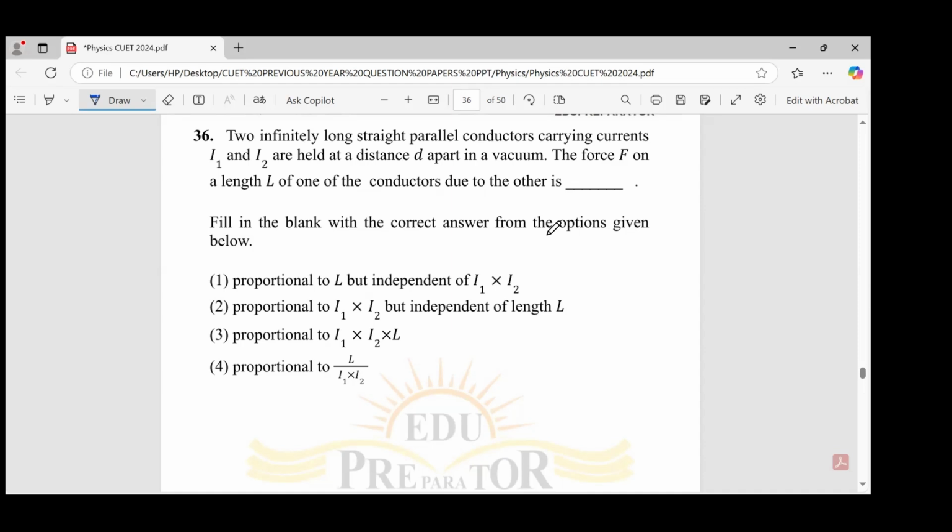Yes beta, the 36th question is a typical question of chapter 4, moving charges and magnetism. If we just recollect, we know that the force acting per unit length is dependent on the current and also it depends on the distance, right? So regarding the force, it depends on the factors like I1, it depends on I2, and of course this length will go on this side. So force depends on I1, I2 and L, making the third option the correct one, right? Because the force is dependent on the length also.